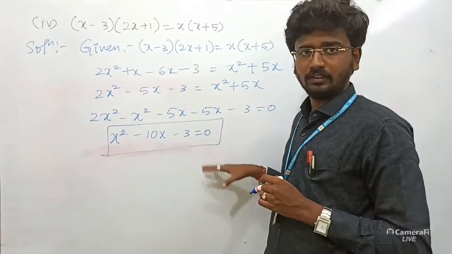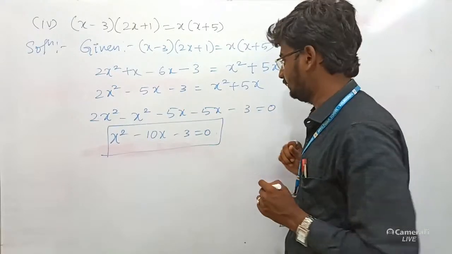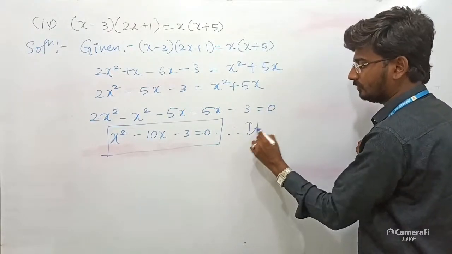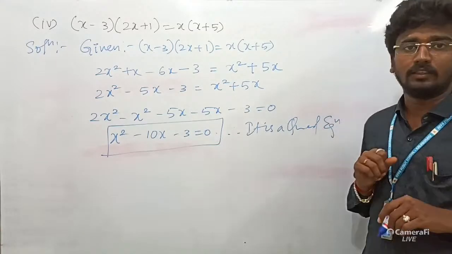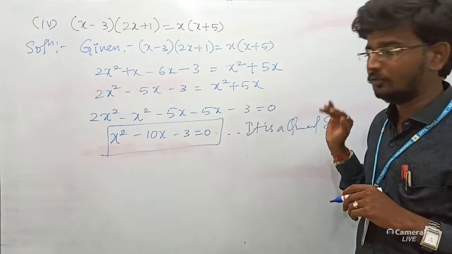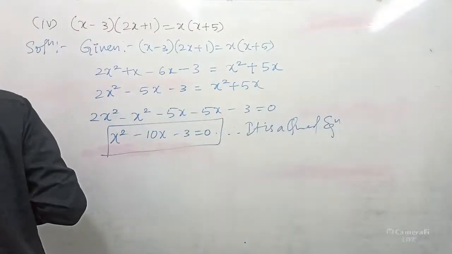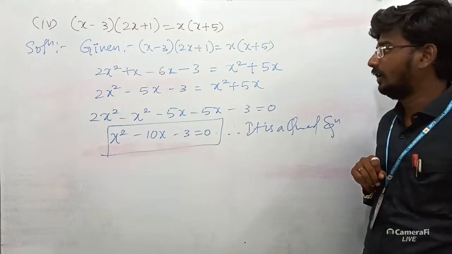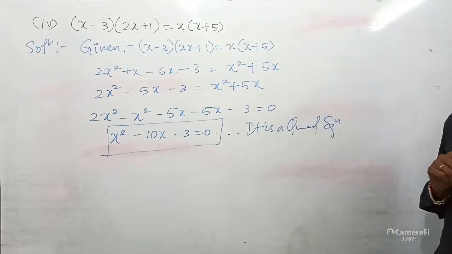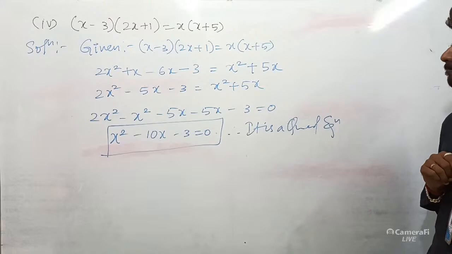It is in the form of ax square plus bx plus c, therefore it is a quadratic equation. That's it. So this is problem number 4. You can just go through it once quickly for 2-3 seconds. Then I will go for problem number 5.